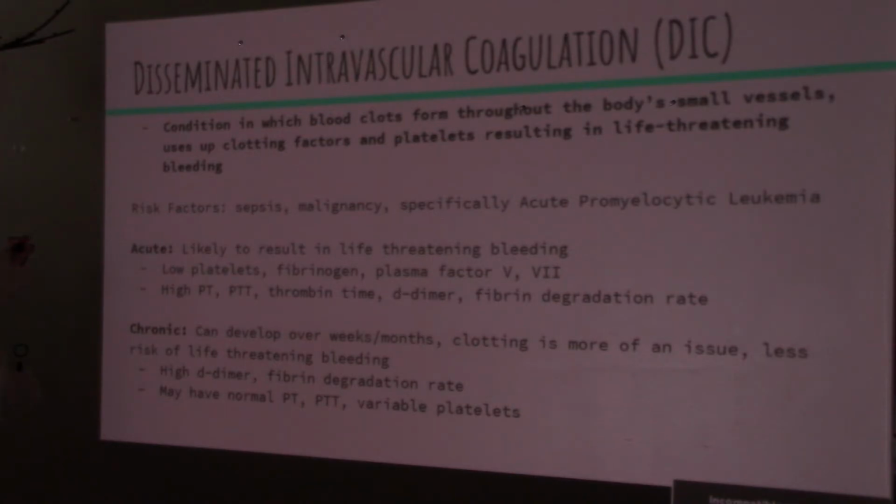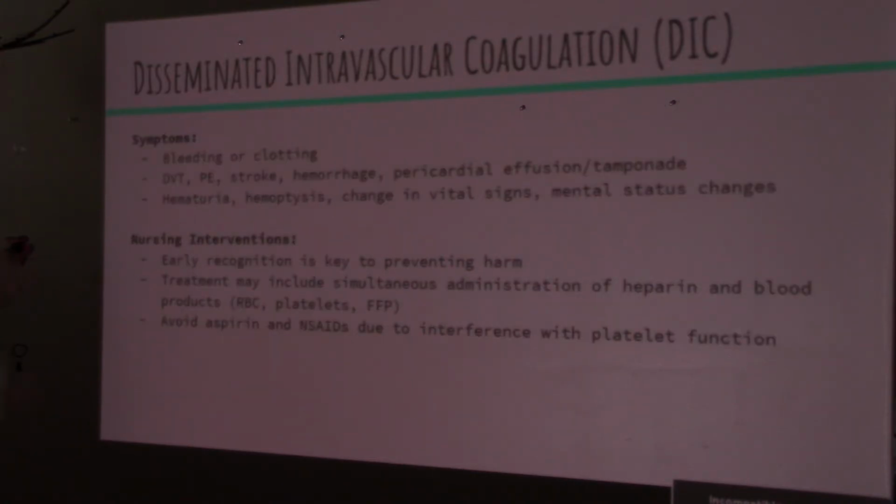In chronic DIC, it's going to take a lot longer to develop. You'll have clotting as more of an issue than the bleeding. So in acute DIC, you'll see a lot more of that bleeding. In the chronic, the PT, PTT might be normal. So again, symptoms would include bleeding or clotting. Clotting in chronic DIC, you might see DVT, PE, stroke. In acute, you might see hematuria, hemoptysis, and acute change in vitals or mental status.